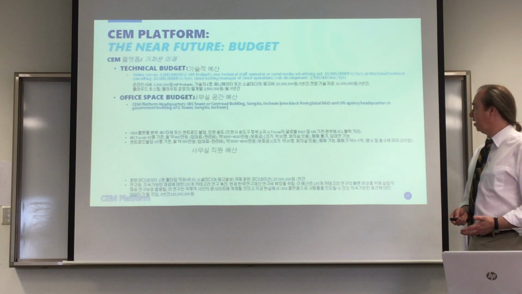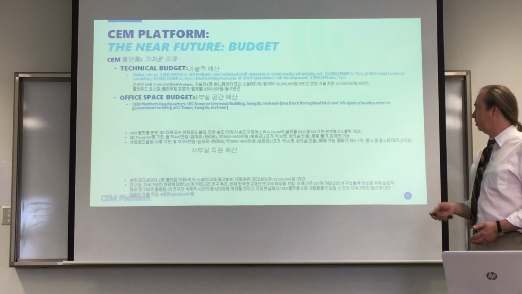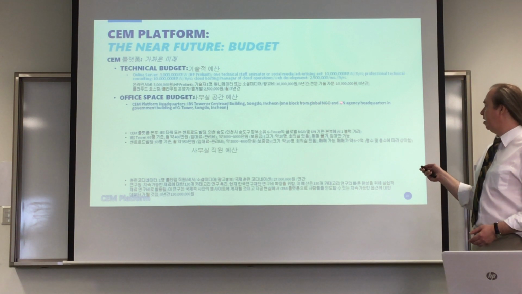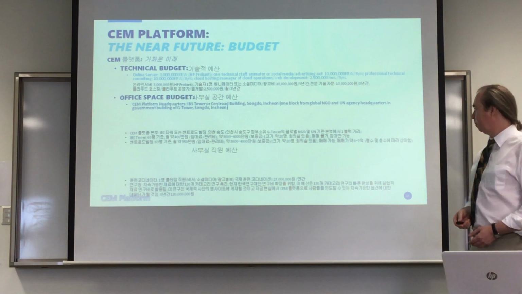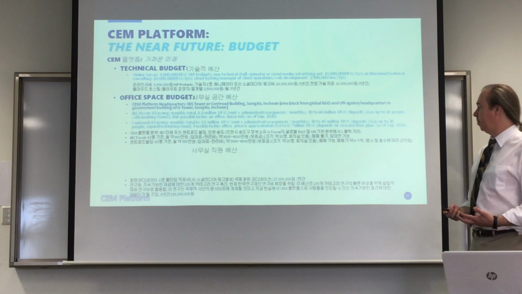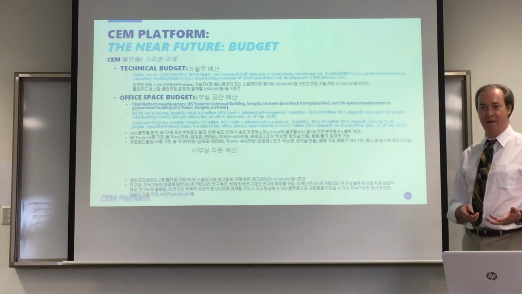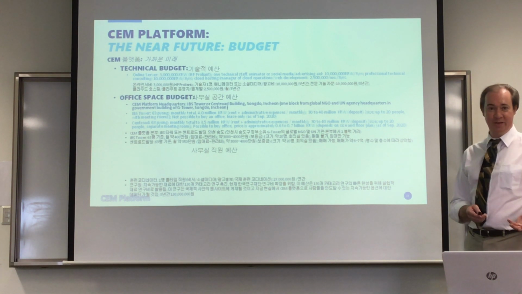Office space budget. Ideally, the CEM platform headquarters will be either in the IBS Tower or Synth Road building in Songdo, Incheon, which is just one block from the global NGO and UN agency headquarters in the government building of the G Tower of Songdo, Incheon. And the two options there are not important to have a lot of detailed discussion about right now. But if you're interested in helping us, we would gladly accept aid, financial, or advice for moving this forward with office space or with a technical budget.